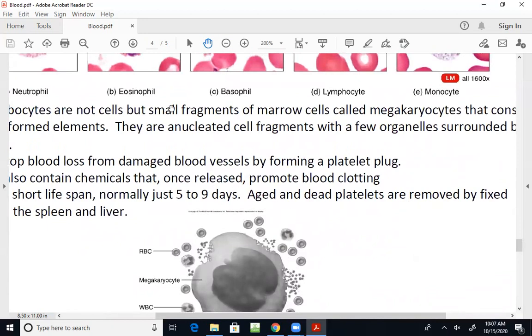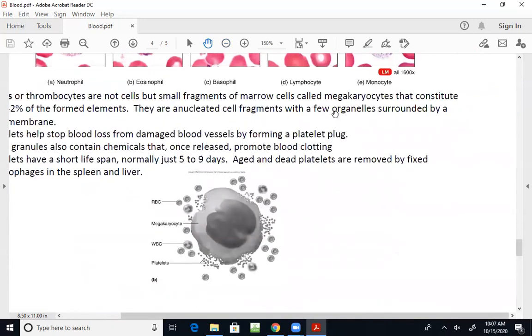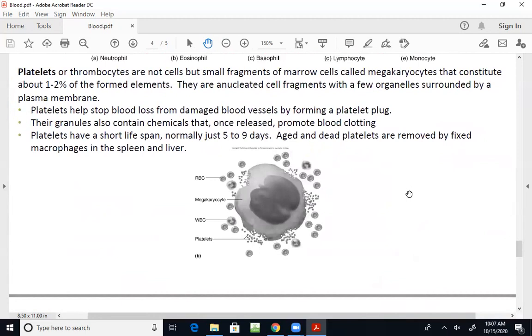Each of those little platelets is anucleated, meaning it does not have a nucleus, and it's really just going to contain a few organelles surrounded by the plasma membrane. Although they're small and not prominent in number, they are very important. They stop blood loss from damaged blood vessels by promoting the formation of what's called a platelet plug, which is a temporary seal when a blood vessel is broken open. They also have granules that contain chemicals that, once released, promote further blood clotting. Among many other things, there are several things that they do that I won't really get into.